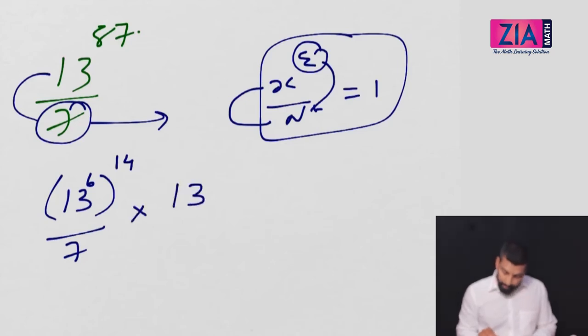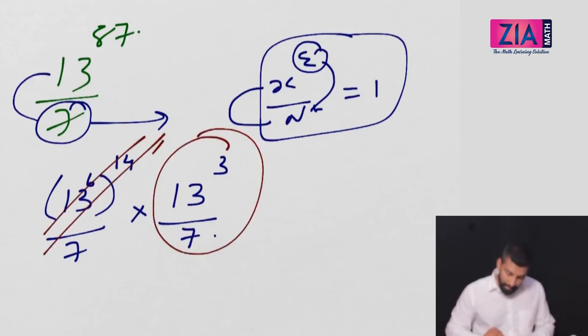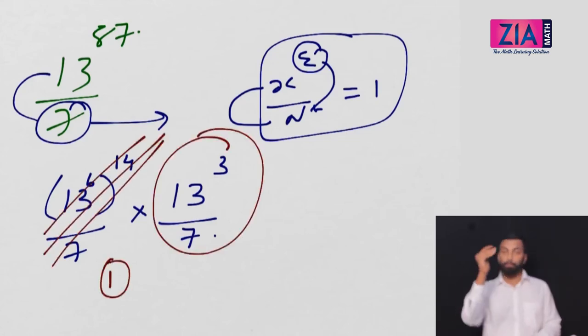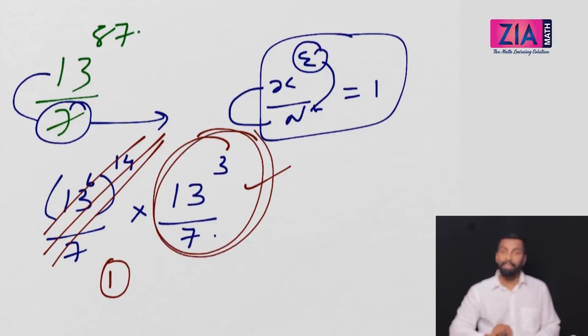What is the balance? 13 raised to 3. So 13 raised to 3 by 7. Now my answer depends on this only. The reason is this completely will become 1. 13 raised to 6 by 7 is 1. Similarly, 14 such groups when you multiply all become 1. Now you can find the answer for this easily, right?